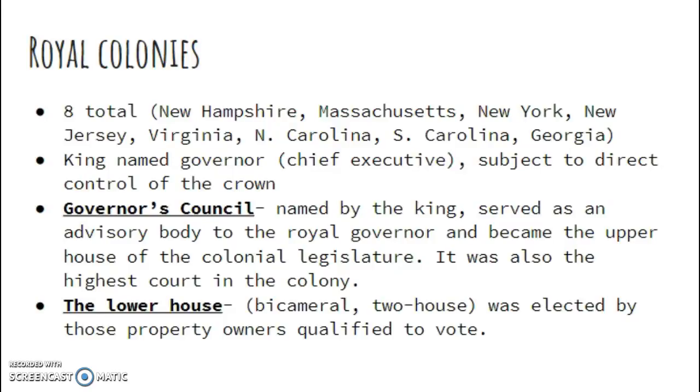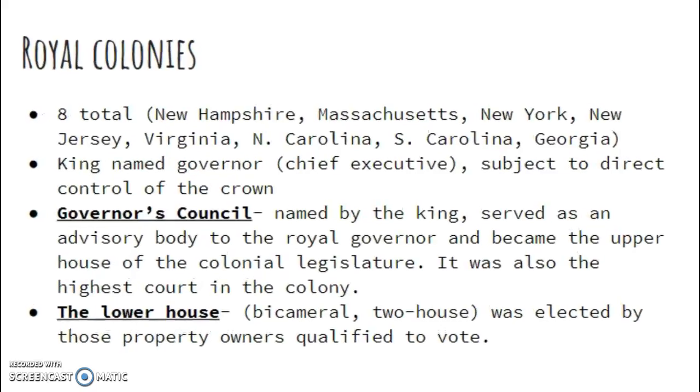The king named the governor, or the chief executive, subject to direct control of the crown. And then the governor's council, which was named by the king, served as an advisory body to the royal governor and became the upper house of the colonial legislature. It was also the highest court in the colony. The lower house, which was bicameral, which just means 2 houses, was elected by those property owners qualified to vote.